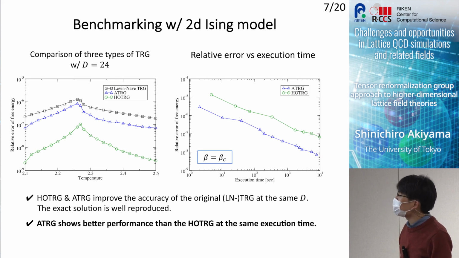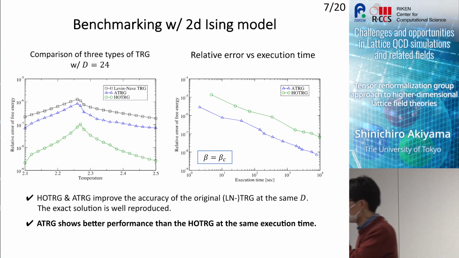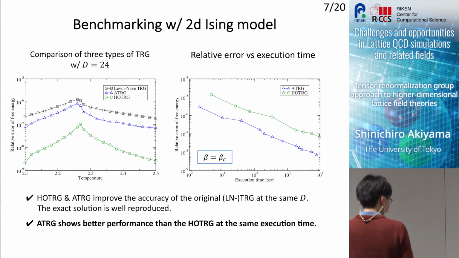You can see that with a fixed computational time, for example like this, the ATRG shows better performance compared with the higher order TRG. So this is a very powerful point of the ATRG. With a fixed computational time, the accuracy of the ATRG is higher than the higher order TRG. This is a practically important point.